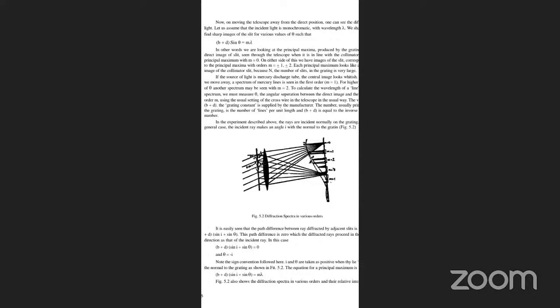When this path difference is 0, the diffracted rays proceed in the same direction as that of the incident ray. In this case, (b plus d)(sin i plus sin theta) is equal to 0 and theta is equal to minus i. For the sign convention followed here, i and theta are taken as positive when they lie below the normal to the grating, as shown in the figure. Now the equation of the principal maximum is (b plus d)(sin i plus sin theta) is equal to m lambda, which is the diffraction grating equation for N number of slits.